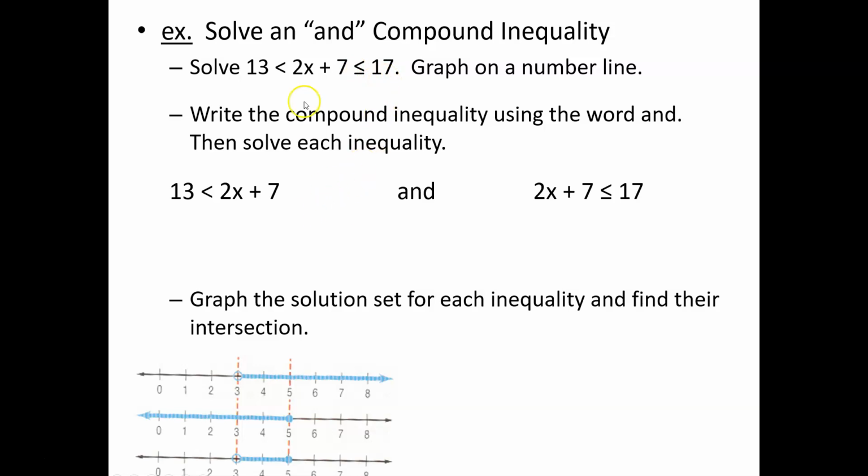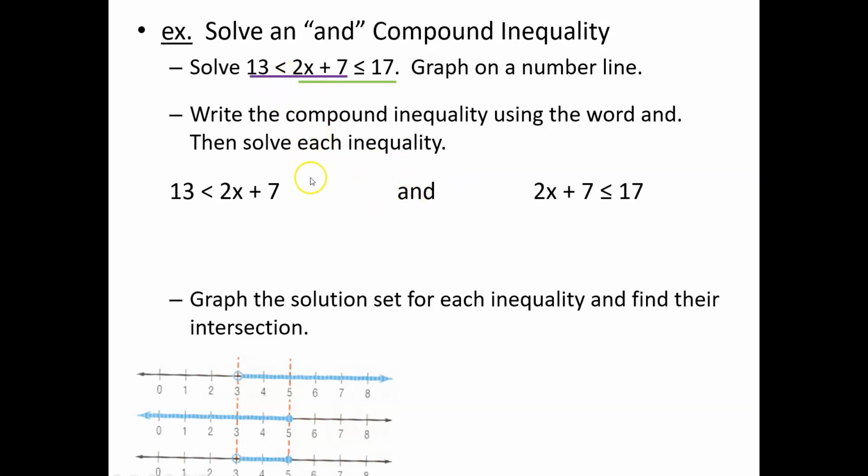So let's look at this. We have 13 is less than 2x plus 7. And we also have 2x plus 7 is less than or equal to 17. It's two separate inequalities that we've joined together because 2x plus 7 is greater than 13 and less than or equal to 17. So let's split them apart and put the and right there.